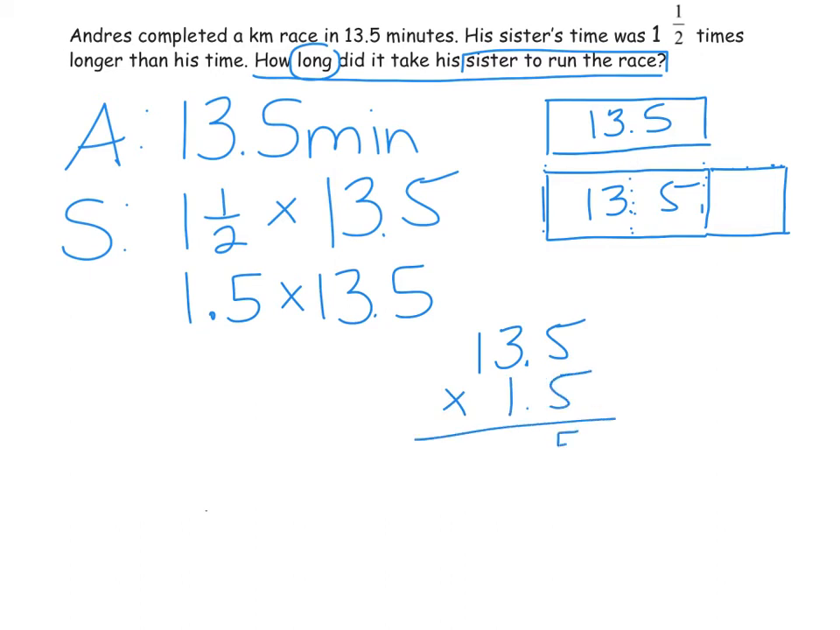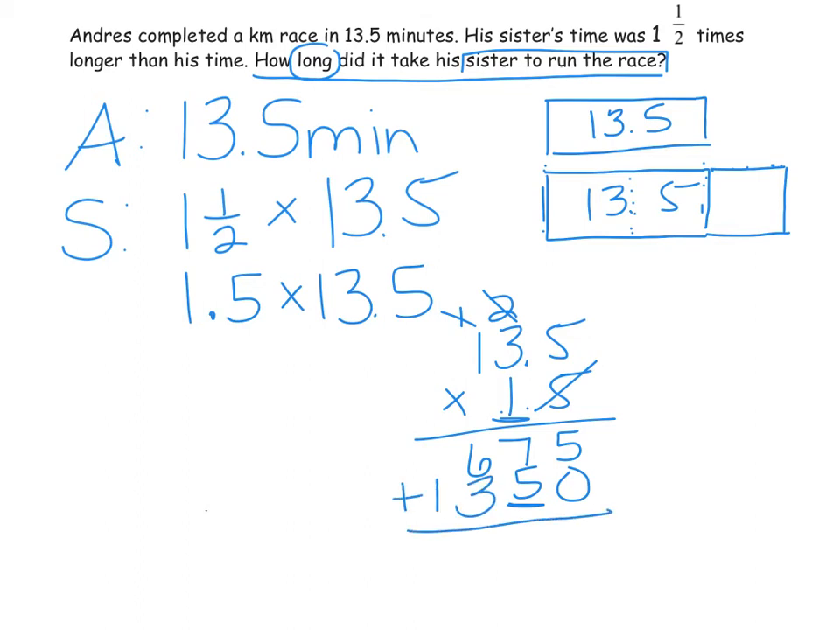5 times 5, 25. 5 times 3 is 15, plus 2 is 17, carry. 5 times 1 is 5, plus 1 is 6. Write the 0, new place value. 1 times 5 is 5. 1 times 3 is 3, and 1 times 1 is 1. 5 plus 0 is 5. 7 plus 5 is 12. Carry the 1, or carry the 10. 6 plus 3 is 9. Plus 1 is 10. Carry the 10. 1 plus 1 is 2.